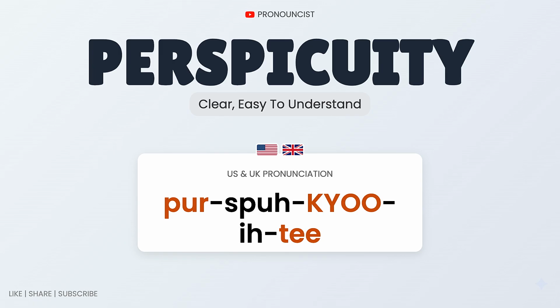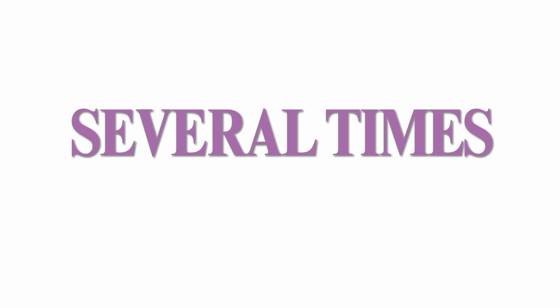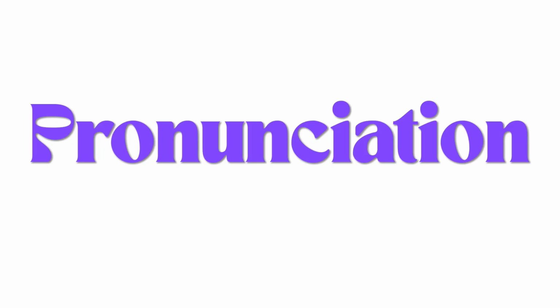Perspicuity. Practice repeatedly and you'll soon be able to say this word perfectly. The best way to practice is to repeat the syllable multiple times. The meaning of the word is clear, easy to understand. Try repeating this word several times to improve your pronunciation.